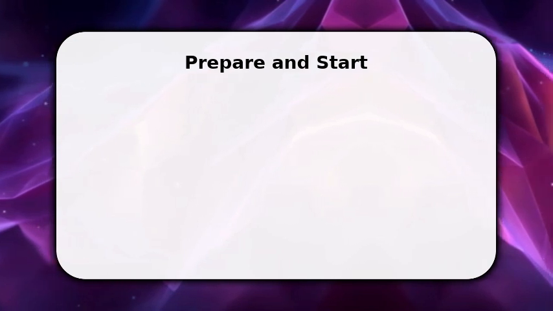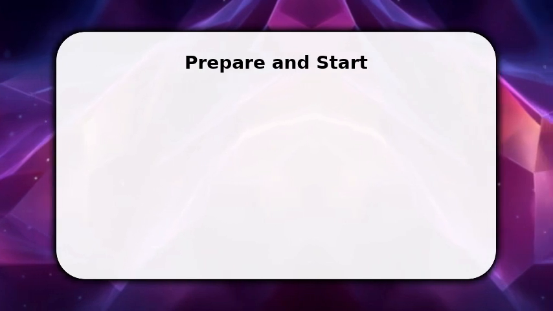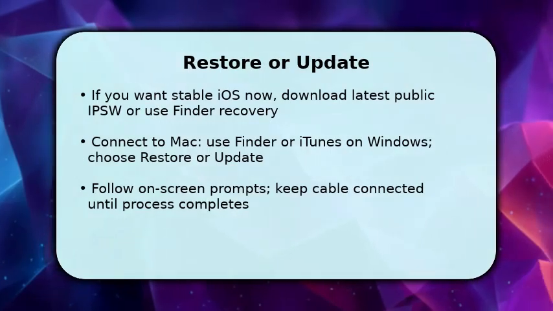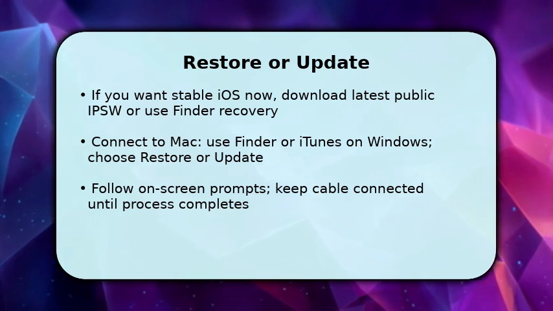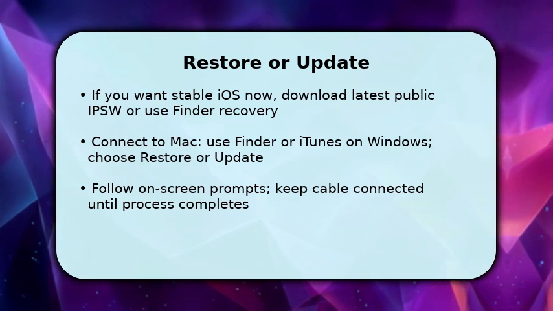After you remove the profile, make sure to restart the iPhone. Restarting clears temporary beta flags and prepares the device to exit the beta. Once your phone has restarted, decide whether to update to the latest public release or perform a restore. If you choose Update, go to Settings, General, Software Update and install the public build when it appears.